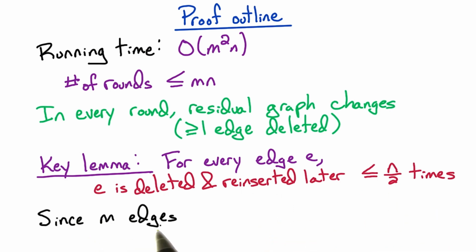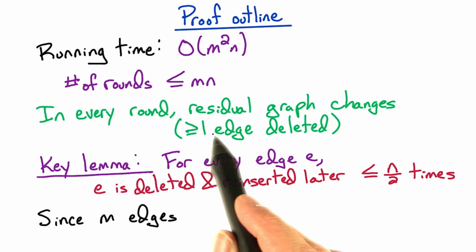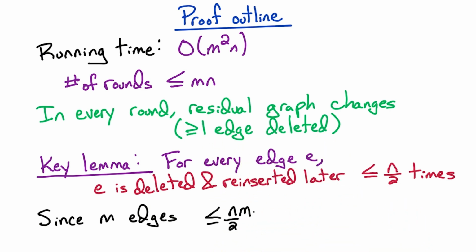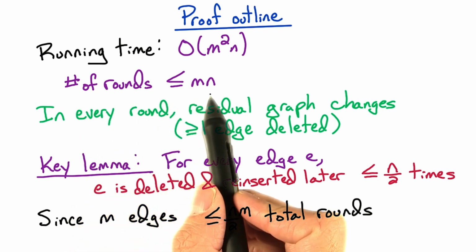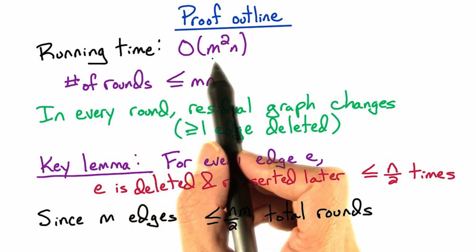Now, since there are m edges in the graph, and this holds for every edge of the graph, we know that every edge is deleted at most n over 2 times. At least one edge is deleted in every round. Therefore, there's at most n over 2 times m total rounds. This gives our desired bound on the number of rounds of the algorithm, which proves the desired running time.